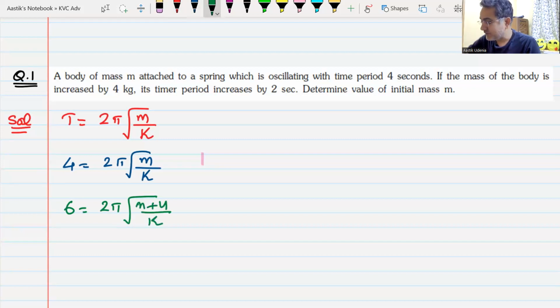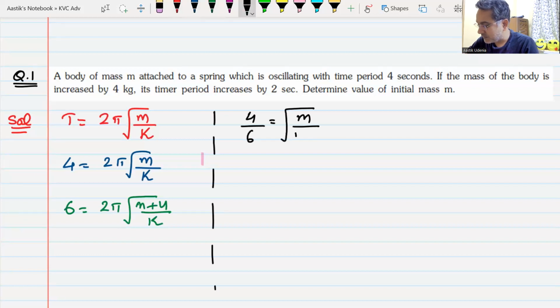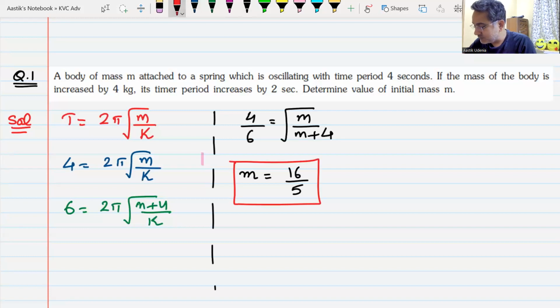You simply have to divide it. So 4 by 6 becomes equal to root over m by (m plus 4). And after this, you should be able to get the answer. The answer that I have is 16/5. Was it so difficult for you to do this? How many of you could do this? Only one. What about the rest?